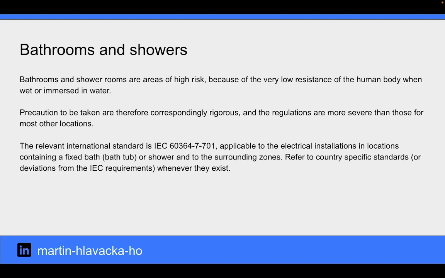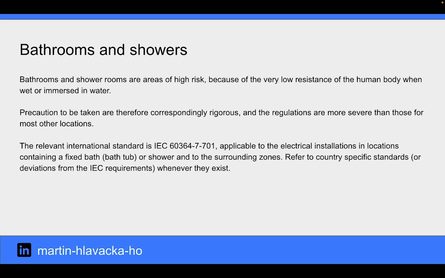Bathrooms and shower rooms are areas of high risk because of the very low resistance of the human body when wet or immersed in water. Precautions to be taken are therefore correspondingly rigorous and the regulations are more severe than those for most other locations.